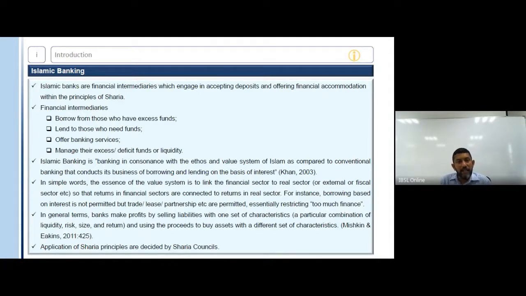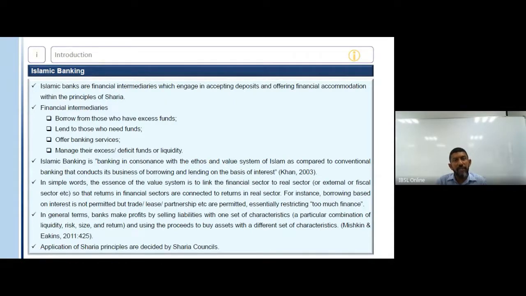So when we borrow from excess funds, we use what are called deposit products or liability products. When we give funds to people who need them, we use asset products. When you offer banking services, we offer fee-based products. And then we have treasury products to manage our own assets and liabilities in addition to customers'. So that's in general the overall categorization of products, and that approach is the same for Islamic banking too. But that is only one part of the definition.